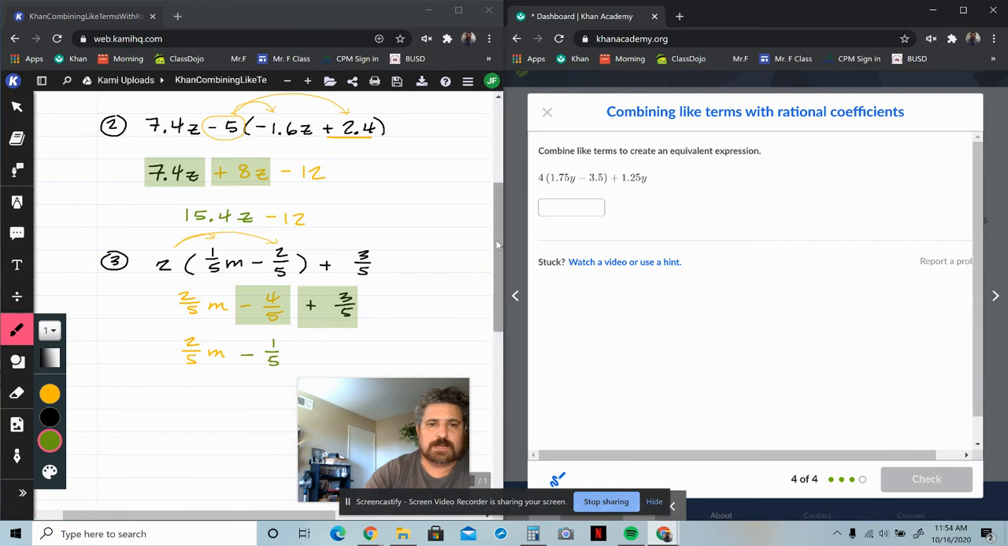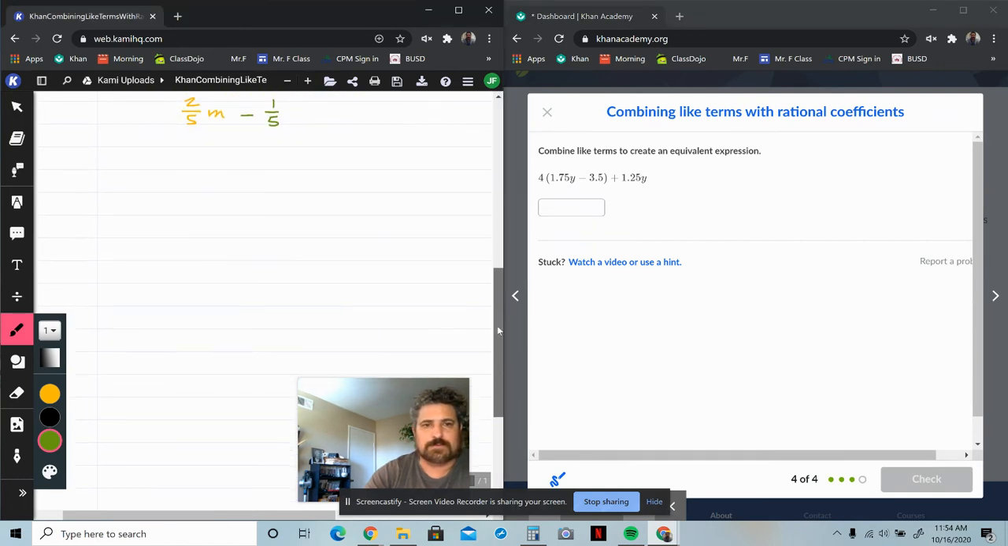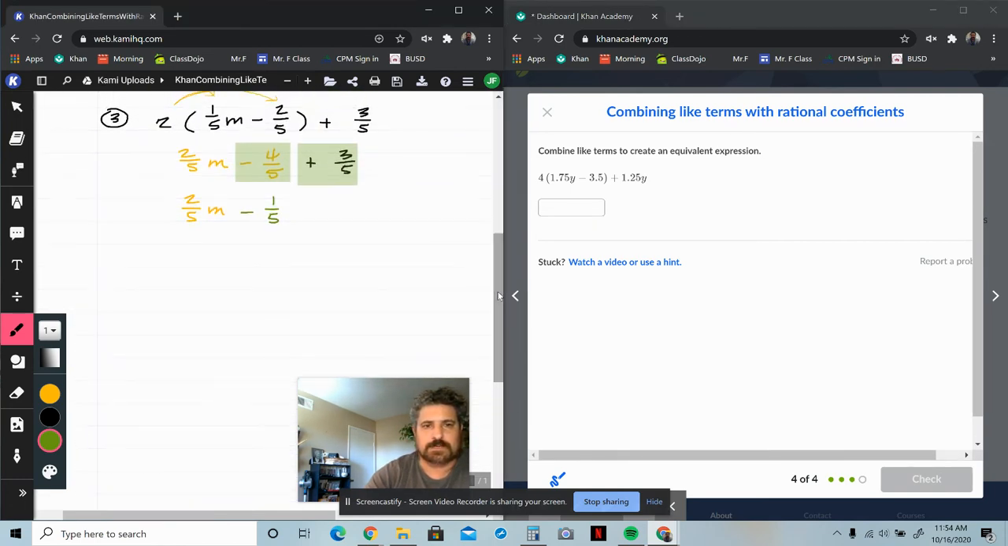And then the last but not least, it looks like they're doing decimals for us again. So let's go through and do our decimal work here. So we grab our little trusty tablet and we write, this is 4 times the quantity of 1.75y minus 3.5 plus 1.25y. So I know I'm going to distribute and then combine like terms. I'm always going to have two y terms at the end to combine. And I have a constant that's going to be whatever that constant value is.